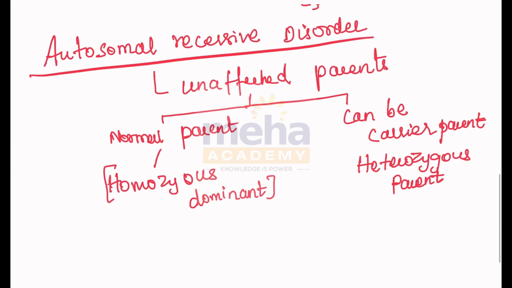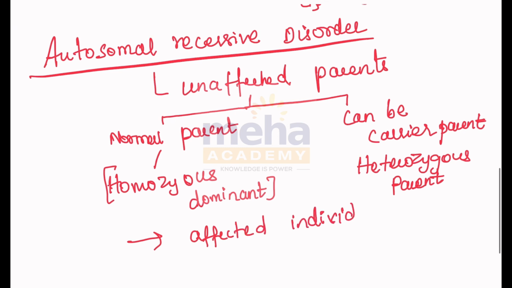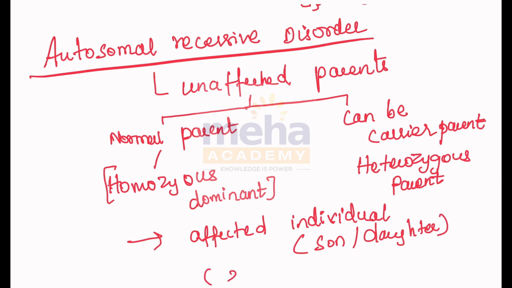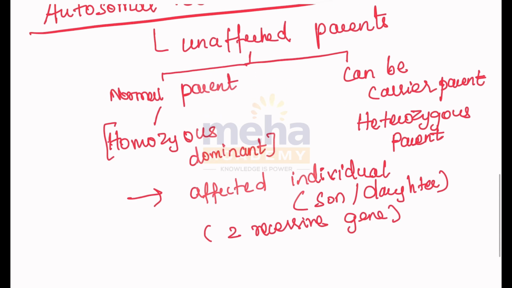Then the affected individual in the next generation, either son or daughter, should have what type of gene? They will have two recessive genes, meaning they will be homozygous recessive.